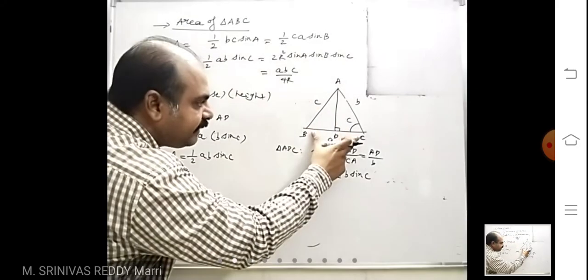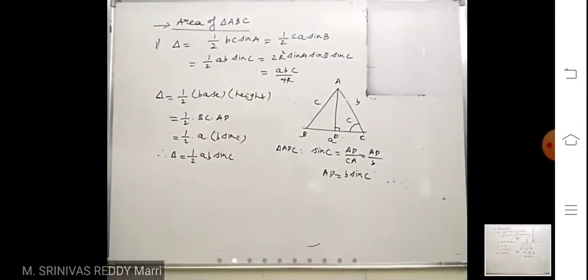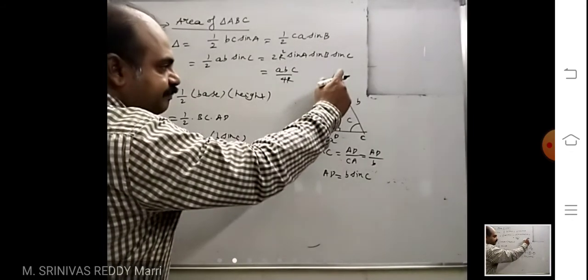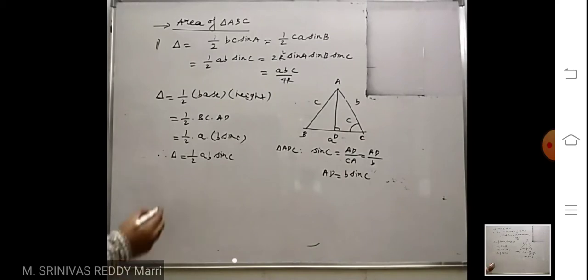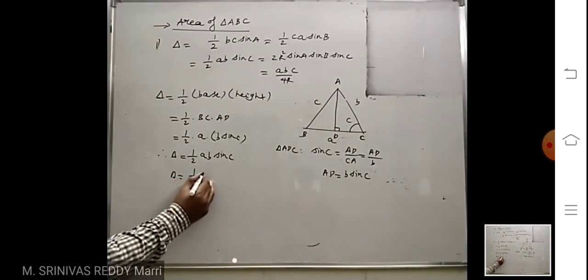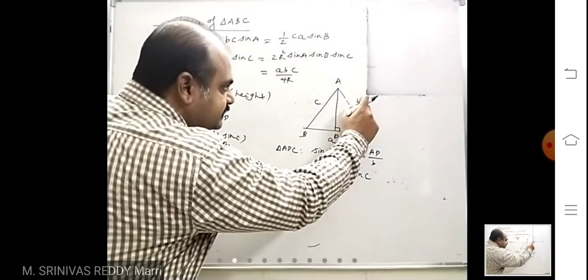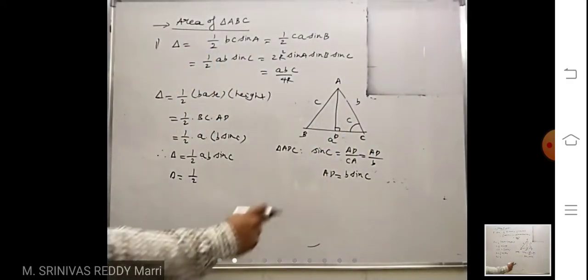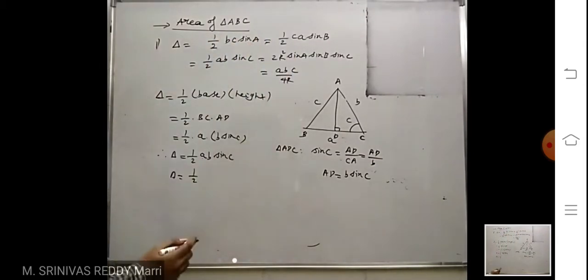Like that, I have taken base as BC. Similarly, if you take CA as base, you will get another formula, and if you take the other side as base, you will get another formula. The basic formula for area is half into this. Look at this, a is there, b is there. These two sides and the angle between them is known. These formulas will be used.